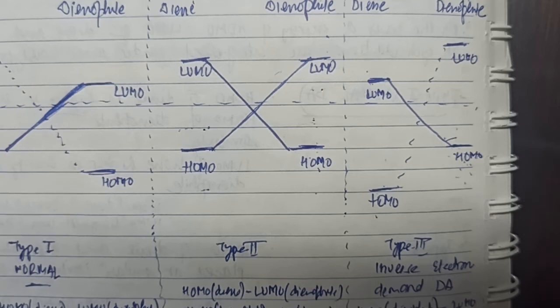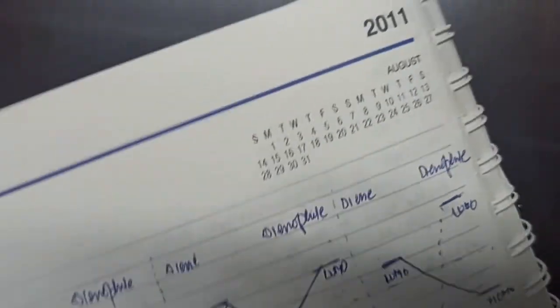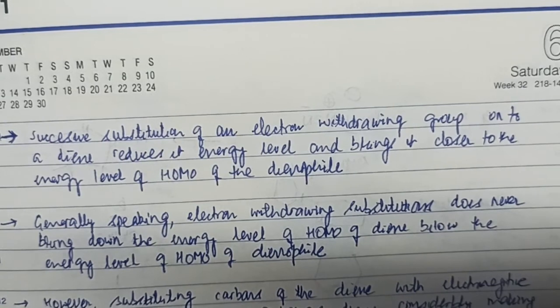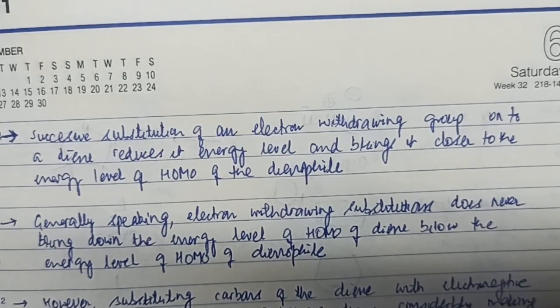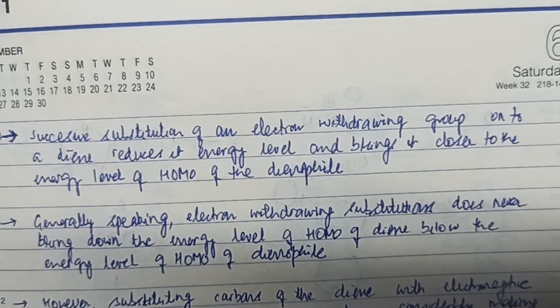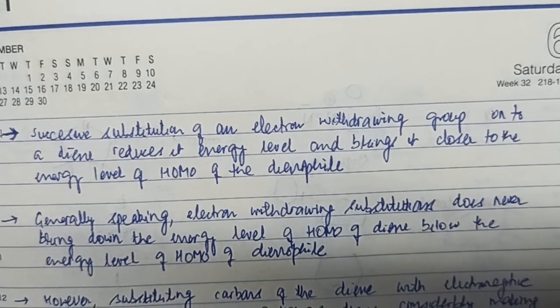At this stage, I would safely say that if I'm discussing any system in which there is an all carbon diene and an all carbon dienophile, that means if we're simply talking about, let's say, butadiene and methane, under these conditions, the normal Diels-Alder reaction is what we are talking about. That is, the HOMO of the diene is always at higher energy than the HOMO of the dienophile. This is the type 1 category.